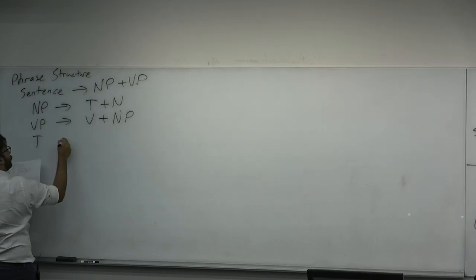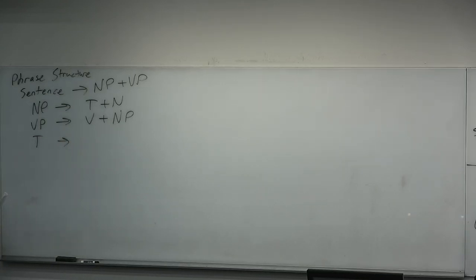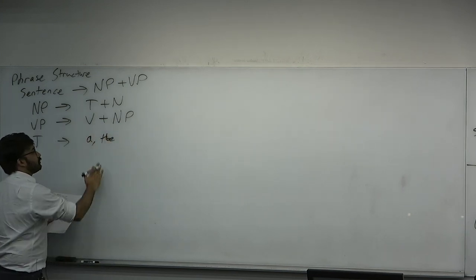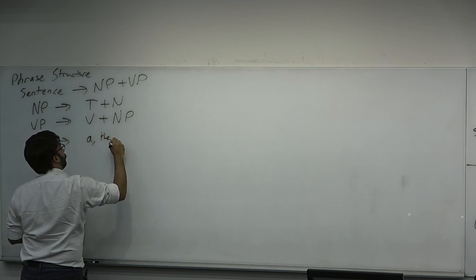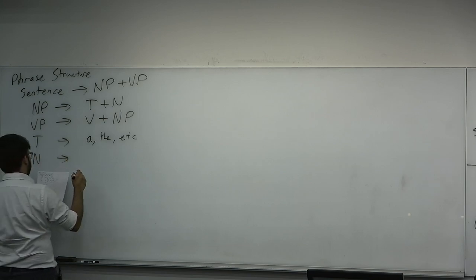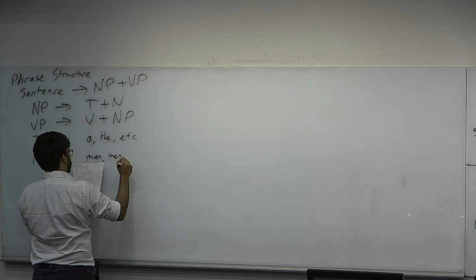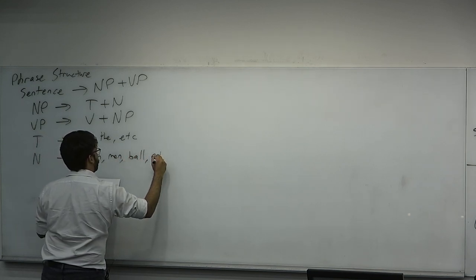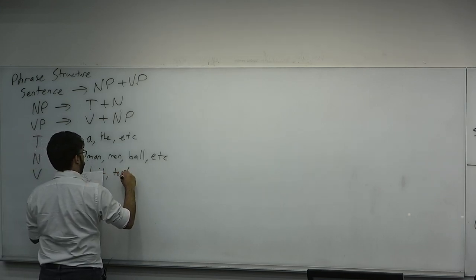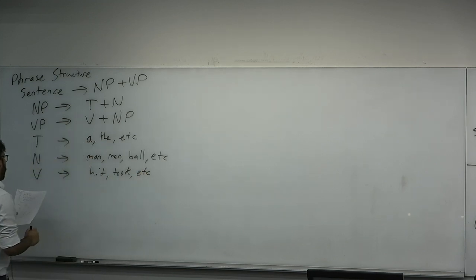And then an article could be like, what are some articles? Anyone know English better than me? Anyone know what an article is? Yeah, those are the only two articles I know. Those are articles in English. Noun, N is a non-terminal to generate nouns. Man, men, ball, etc. A verb generates, let's say, hit, took, etc. And we can actually generate some parts of English, interestingly, this way, more than we could with the DFA.